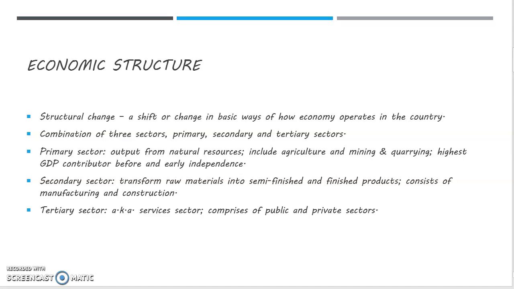So in the economic structure, there's a combination of three sectors: primary, secondary, and tertiary sectors. When we say primary sector, basically it is output from natural resources, including agriculture, mining, and quarrying. This was the highest GDP contributor before independence and also during early independence. We also know the primary sector as the agriculture sector and also the traditional sector. Next, we move on to the secondary sector. We transform the raw materials into semi-finished and also finished products, consisting of manufacturing and also construction. Lastly, the second modern sector is the tertiary sector, or the services sector. It comprises public and private sectors.